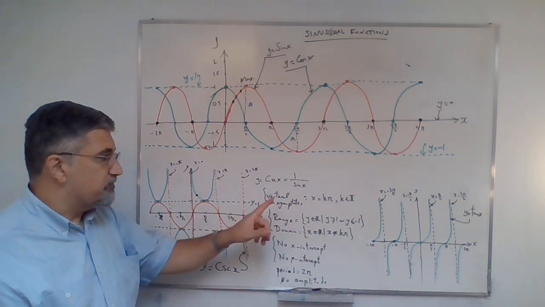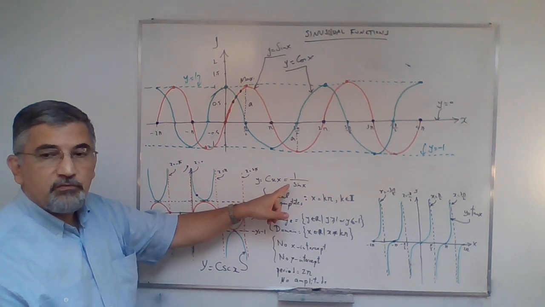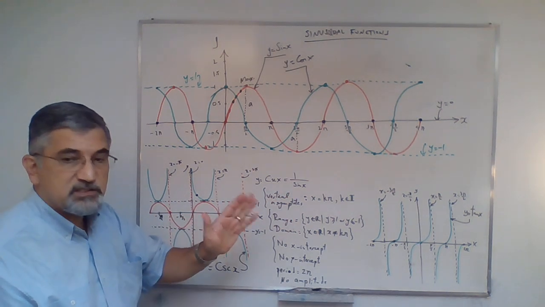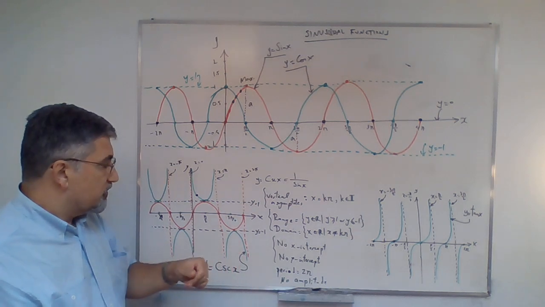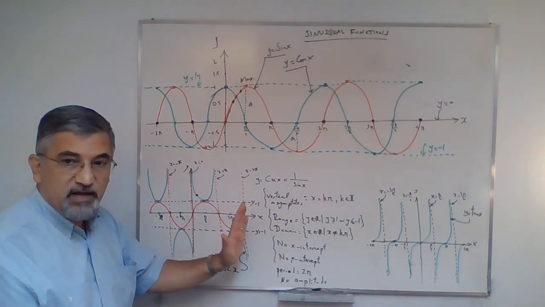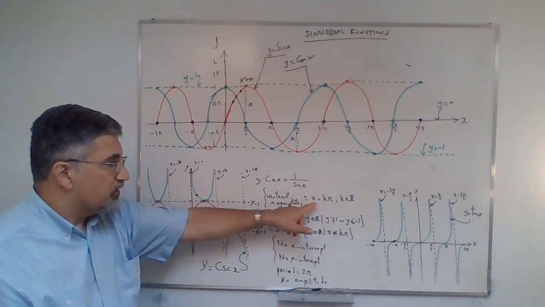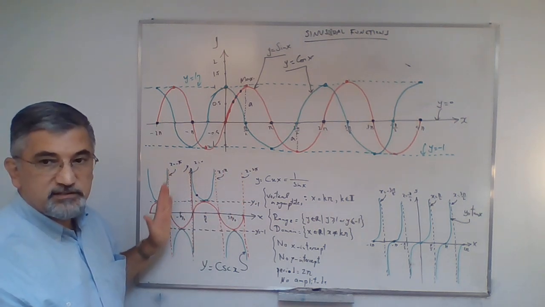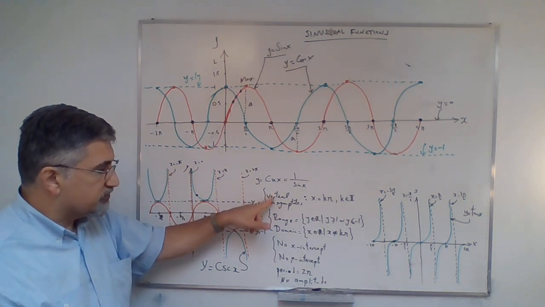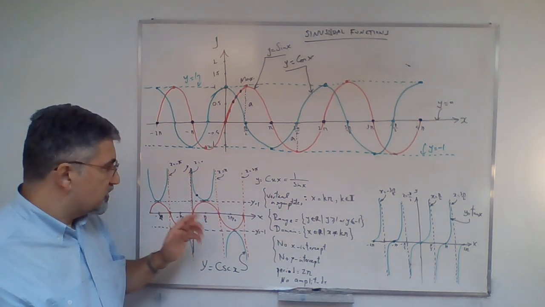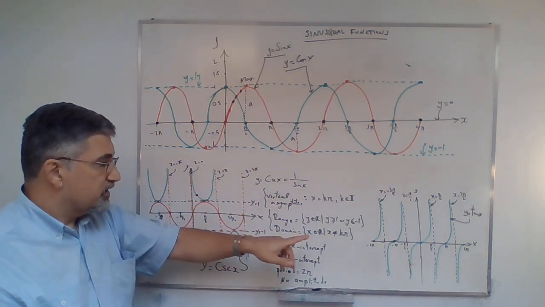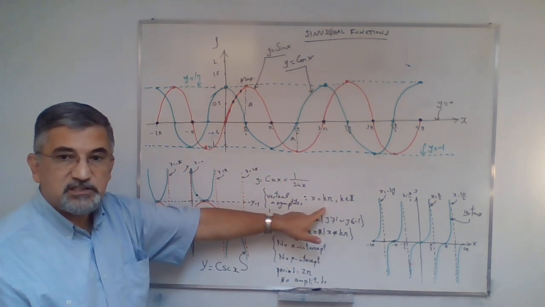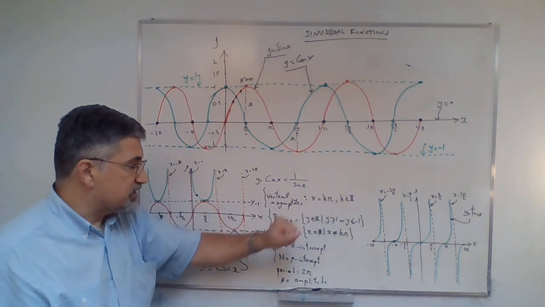So we said that the x-intercepts of the sine function are x equals k pi: 1 pi, 2 pi, 3 pi, 4 pi, and so on and so forth. Therefore, at all those values, k pi, we are going to have all these vertical asymptotes. So the equation of the vertical asymptotes for a cosecant function is going to be x equals 1 pi, x equals 2 pi, 3 pi, 4 pi, and so on and so forth. Generally speaking, x equals k pi, where k is an integer.